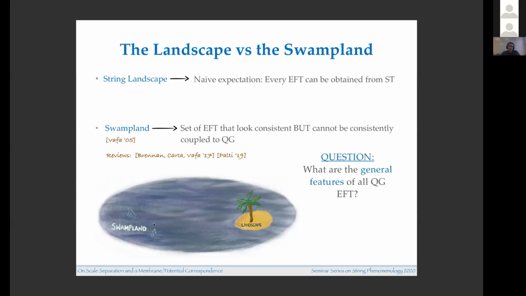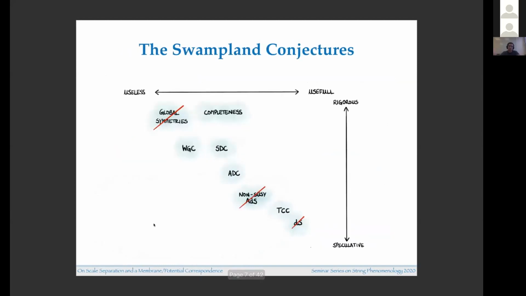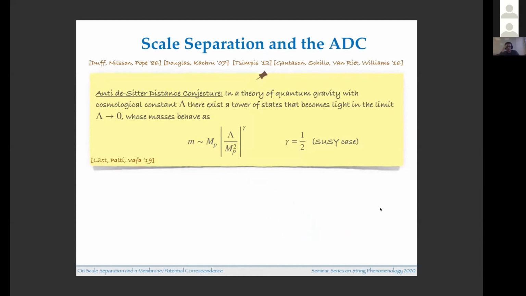And these conditions are generally formulated in terms of these quantum gravity conjectures or swampland conjectures. We've heard about them several times. There are a lot of them. We have different regimes of applicability in the sense of constraining low energy physics, also different levels of rigor in trying to establish them. And basically, I will today focus on this Anti-de Sitter distance conjecture here, because it is the relevant one to talk about scale separation. And I will first just recall what these conjectures say.